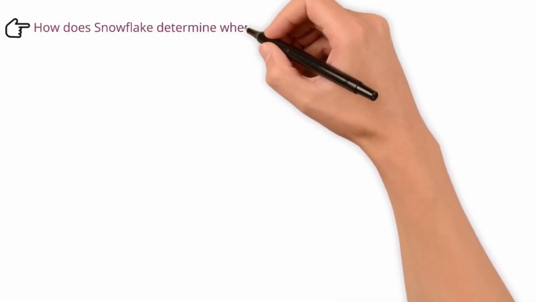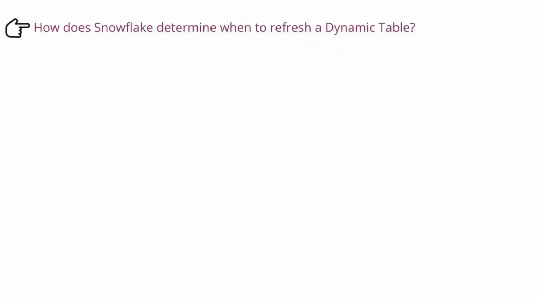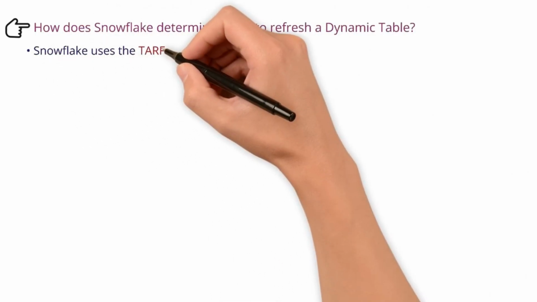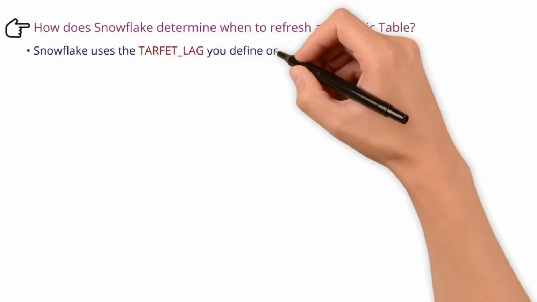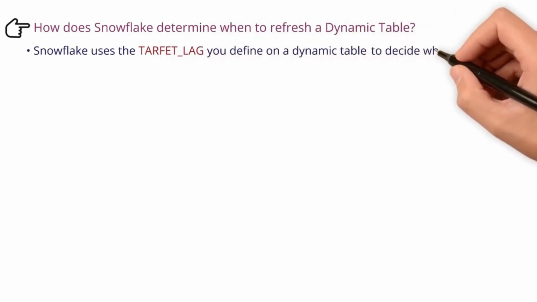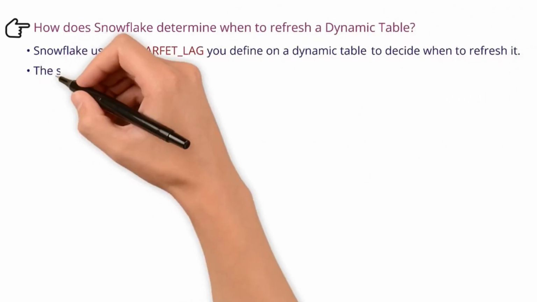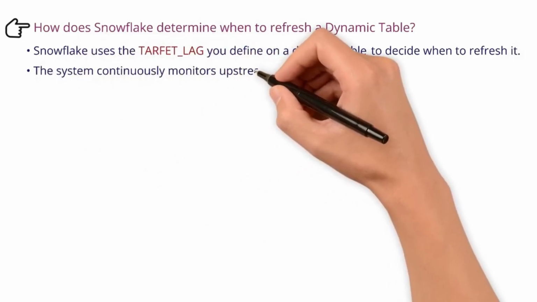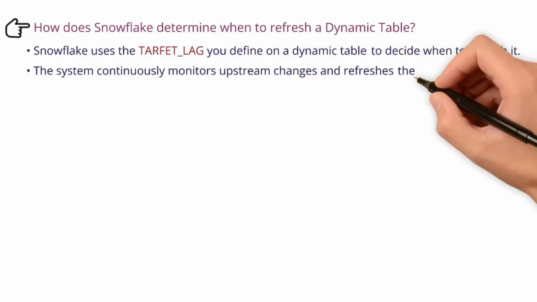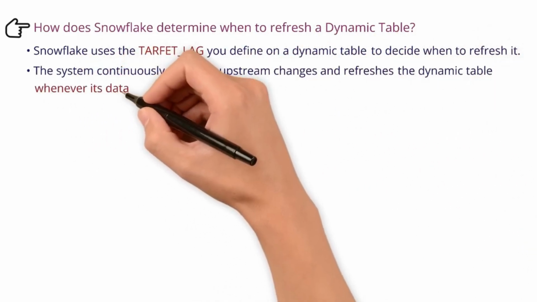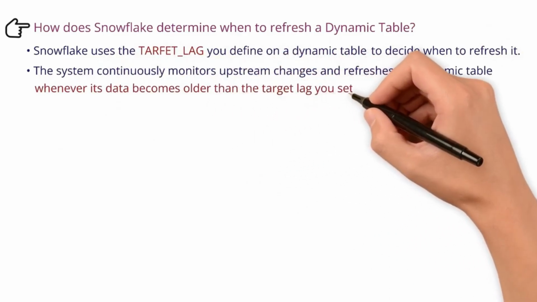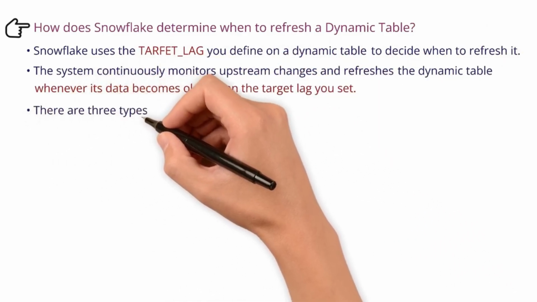Here is the next one. How does Snowflake determine when to refresh a dynamic table? Snowflake uses the target lag you define on a dynamic table to decide when to refresh it. The system continuously monitors upstream changes and refreshes the dynamic table whenever its data becomes older than the target lag you set. There are 3 types of target lag.